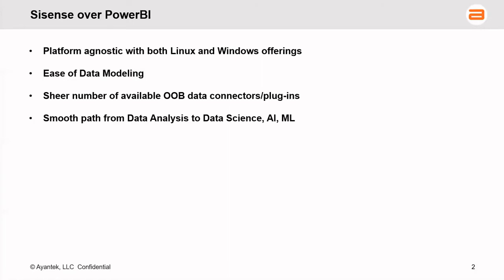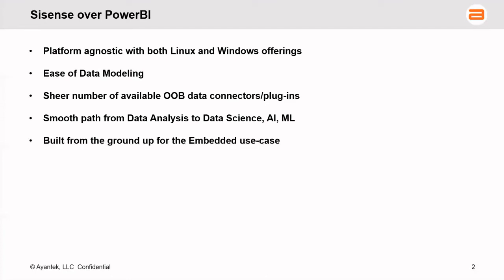A fourth reason is that Sisense offers a very clear path for organizations to move from data analysis to data science, AI, and ML. Once you have put in the plumbing and harnessed your data, using Sisense for cloud data teams can really help you find insights and recommendations through the power of data science and predictive modeling.